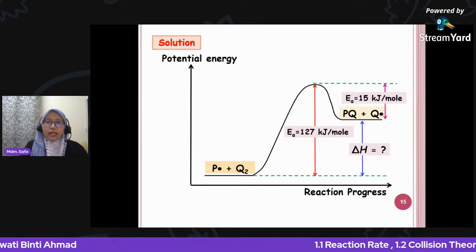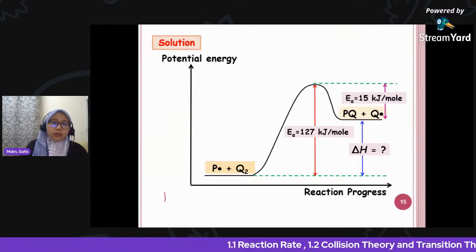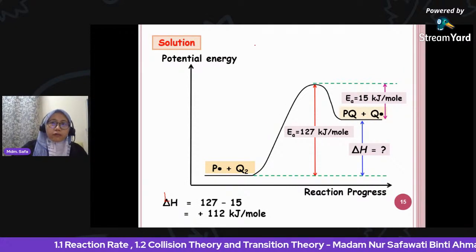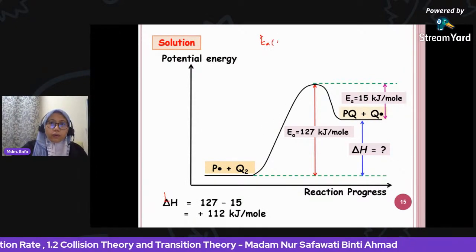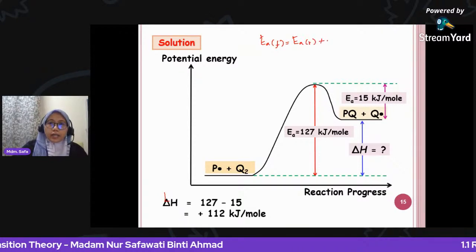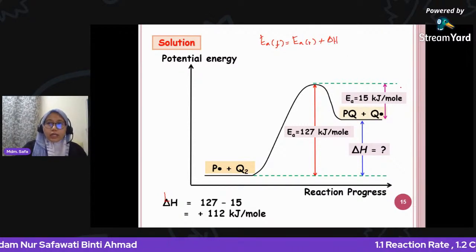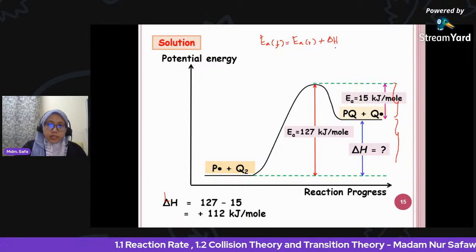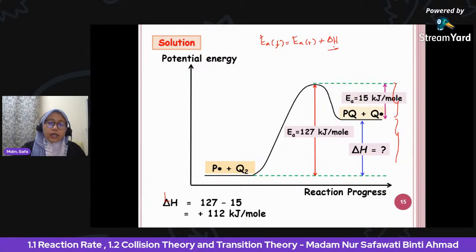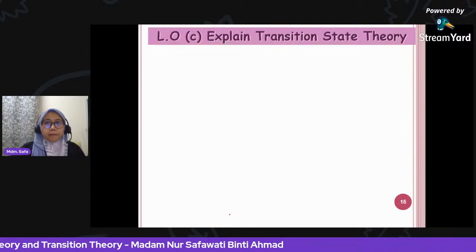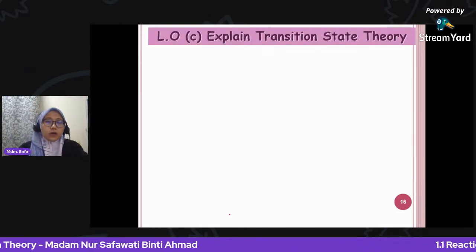So we can relate it EA. So EA for forward, kita look ke sini, EA forward adalah sama dengan EA reverse tambah dengan delta H. Tengok ni kat sini pun kita dah nampak dah. Hasil tambah ni adalah bersamaan dengan EA forward. So basically kita boleh carilah delta H. So jawapannya adalah positive 112 kilojoule per mole. Alright, so kita tengok LOC.